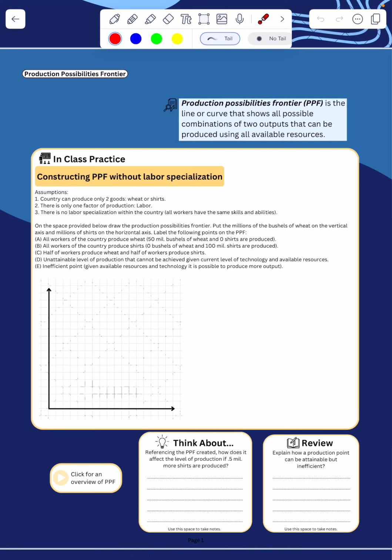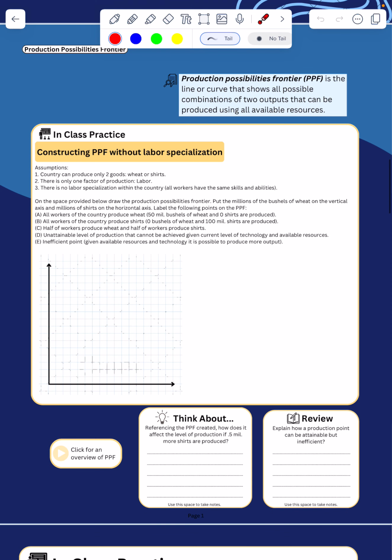So the production possibilities frontier is the line or curve that shows all possible combinations of two outputs that can be produced using all available resources. This is commonly put on an XY plane with one quadrant, as we can see right here. And there are three assumptions in this problem without labor specialization.